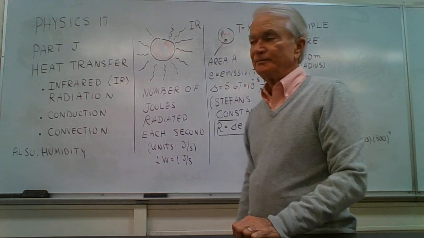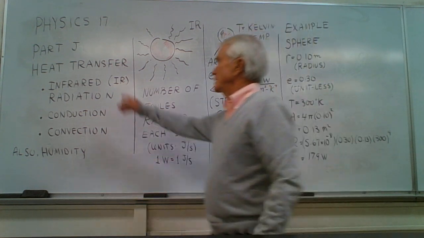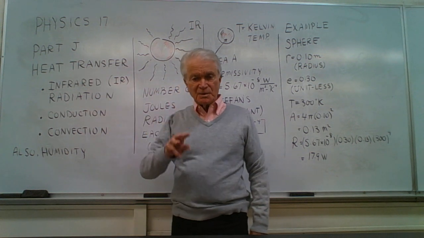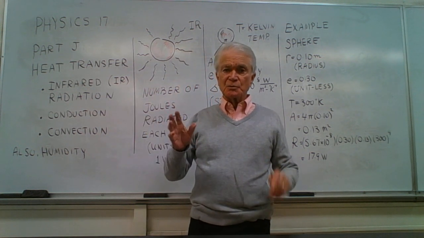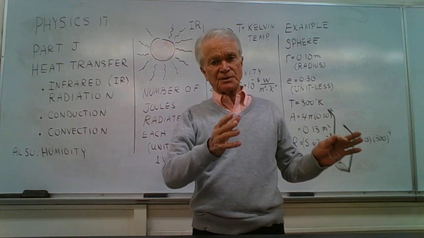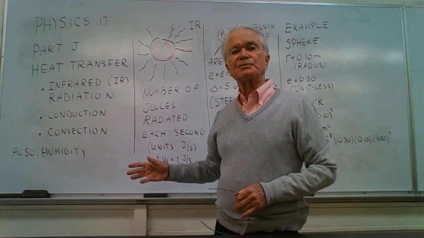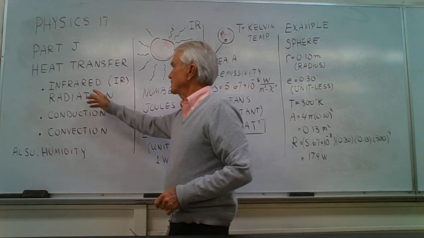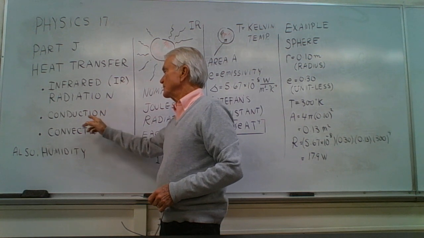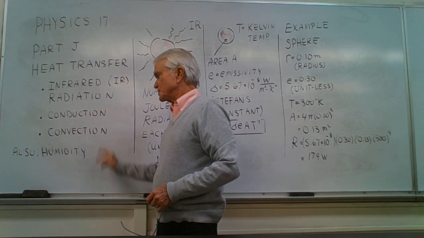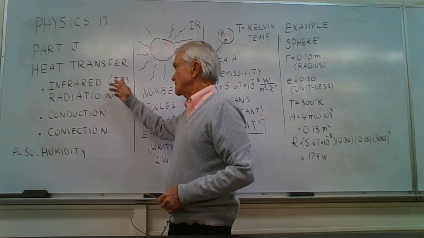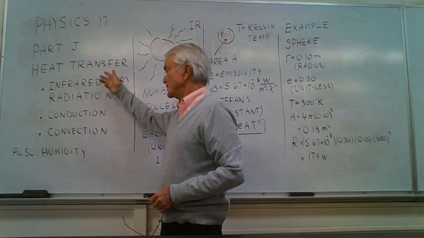Part J deals with the transfer of heat. There are a number of different methods by which thermal energy, heat in other words, moves from one location to another. I've listed three of the ways. First, there's infrared radiation, and then there's conduction, convection. We will discuss those methods in order, beginning with heat transfer.